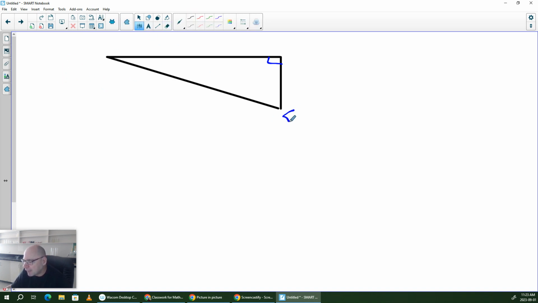Let's say that angle K is 73.5 degrees, and that this is 916 millimeters. And I want you to find this raised part here. We'll call it W. Okay, so we'll do that.